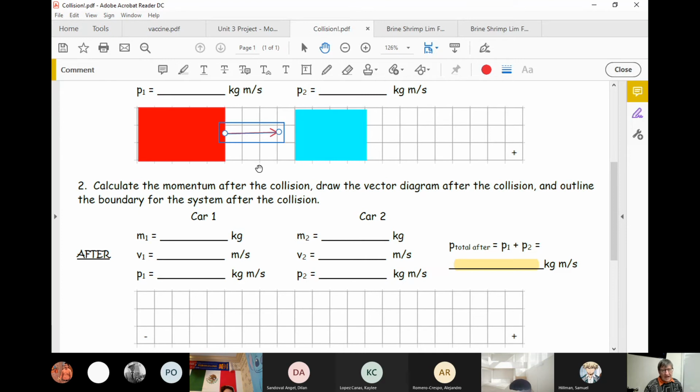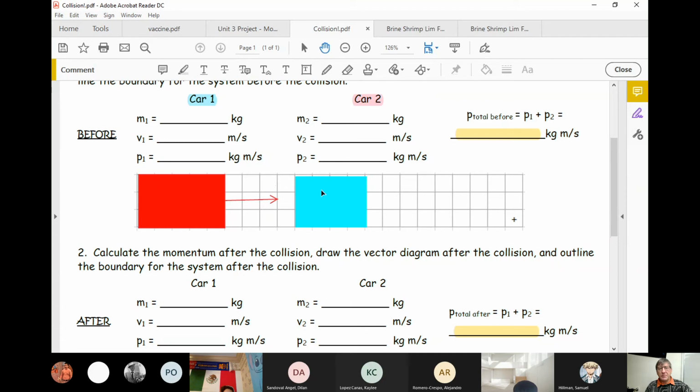I think if you did your math right, you would find that one of them would be a 1 box long arrow and the other would be a 2 box long arrow down here. Because the momentum total was the same, but it got distributed. Some of the momentum got given to this car. So think about that. Try to make things to scale, and you can make adjustments if you need to.